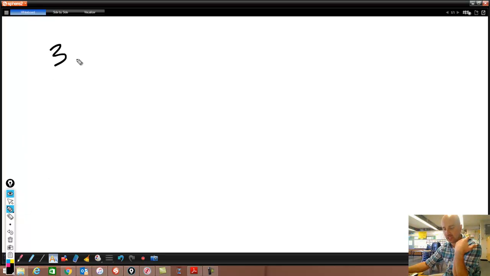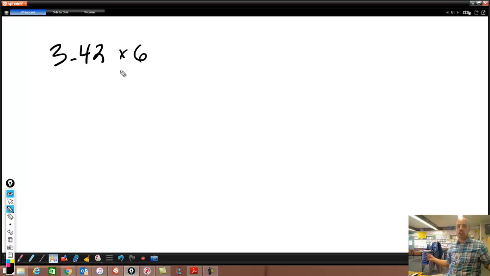Let's try another one. 3 and 42 hundredths multiplied by 6. If I just look at that, what's my product going to be close to? And do the same thing. You can do the rounding technique here, where you're going to round it. Do you round it up or down? And then multiply that by 6 to get kind of a number. Go ahead and do that. Just do that in your head real quick.